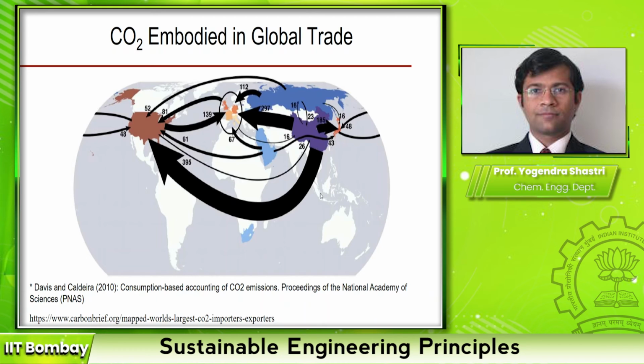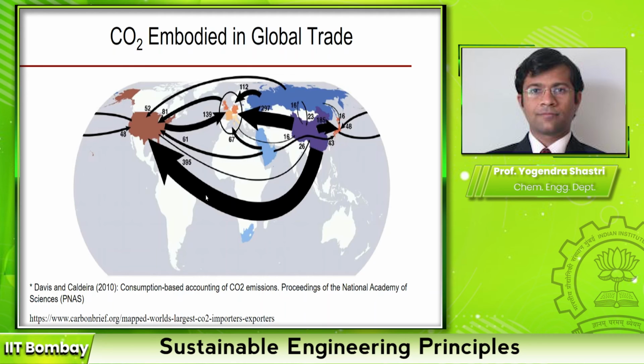Now this study was done to understand the CO2 embodied in global trade. So these arrows basically represent the trade between different regions and the CO2 embodied in that trade. So for example, if a product was manufactured in China and it was exported to the US, then the carbon emissions that actually happened in China, and therefore were direct emissions in China for that product manufacturing, those are captured by this arrow. So obviously the width of the arrow indicates the magnitude of such emissions.